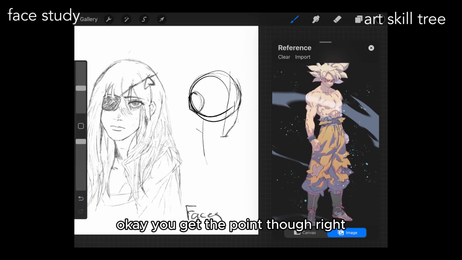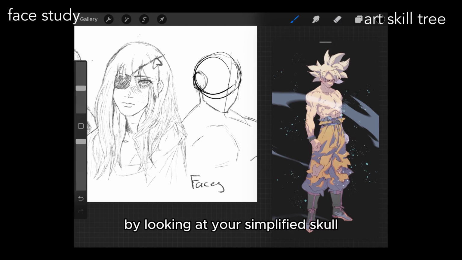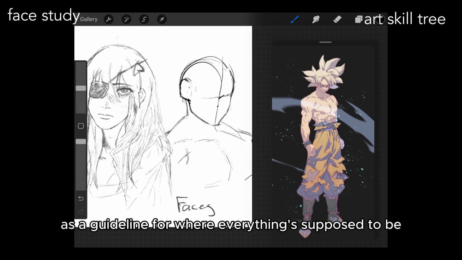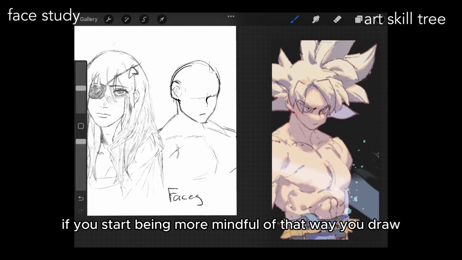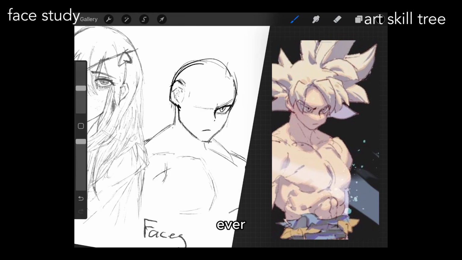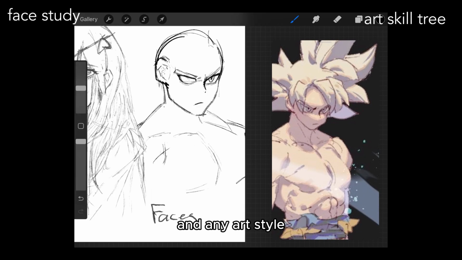You get the point though, right? You want to pay attention to your face and put things in the right place by looking at your simplified skull for a reminder, by using the key features as a guideline for where everything is supposed to be in relation to each other. If you start being more mindful of that when you draw, you will never, ever lack the principles you need to draw any type of face in any art style.